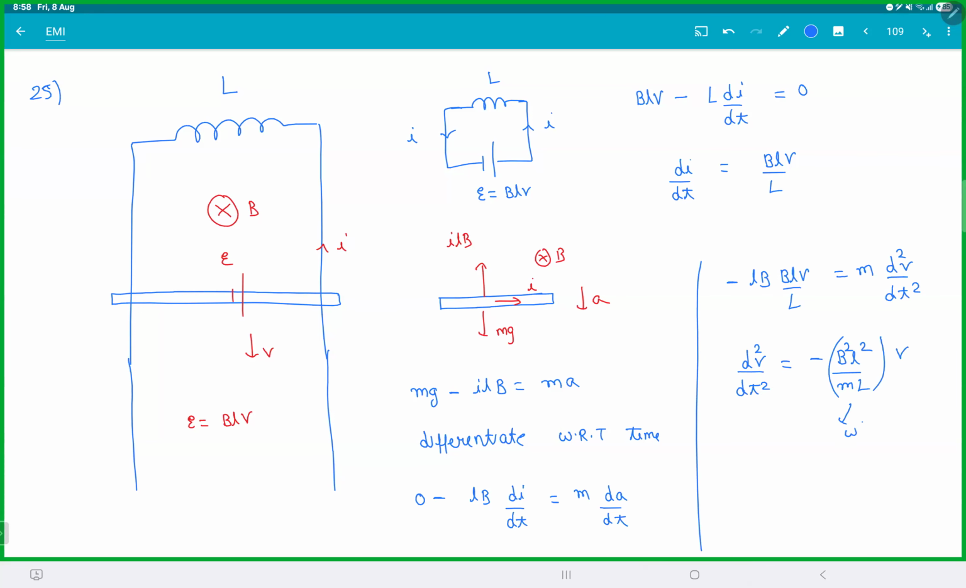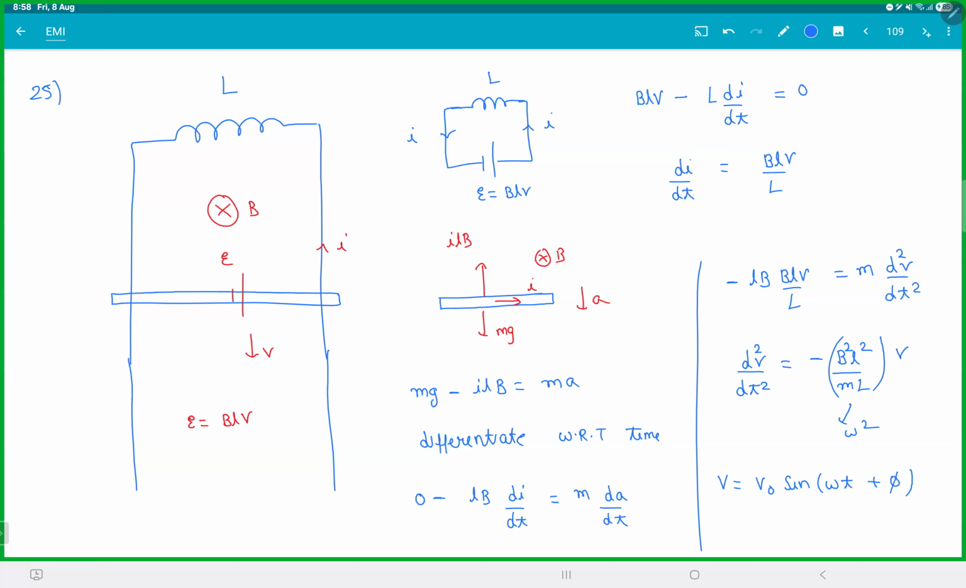This is your omega square. And that's your SHM. So the equation will look like V is equal to V naught sine omega t plus phi. This is your general solution when you get an equation like this. Now we need to find V naught and phi. Omega we know. Once I know V naught and phi, then I can integrate again and I can get X.